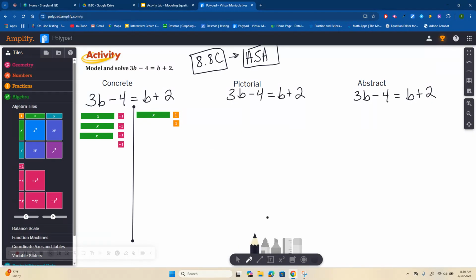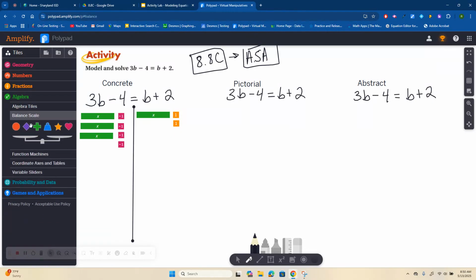Why not use them? So I'm representing the three x's as my 3b, as my variable. I could have just renamed them b, and there's three of them. So what this means is there's three b's or three x's. Minus 4 means my negative 4. I'm going to use this little line here to represent my equals, because this side equals this side. B is my x, plus 2 is my positive 2.